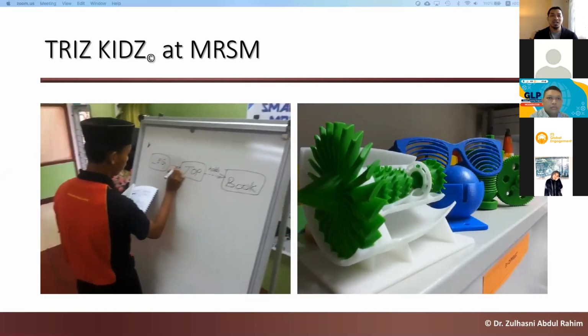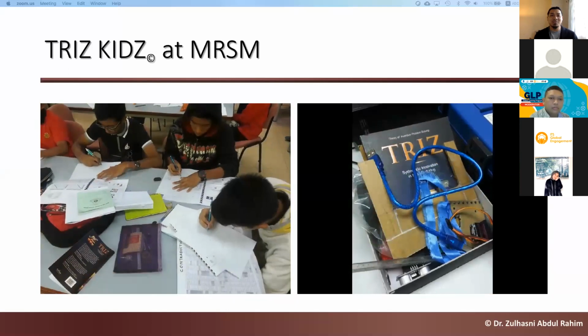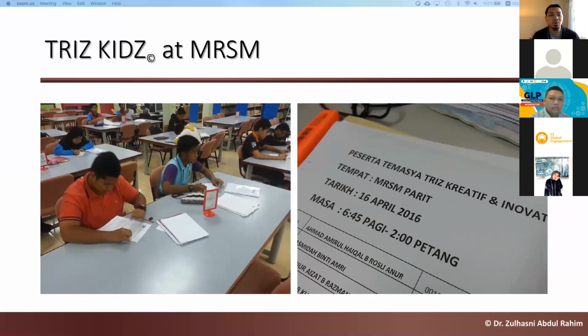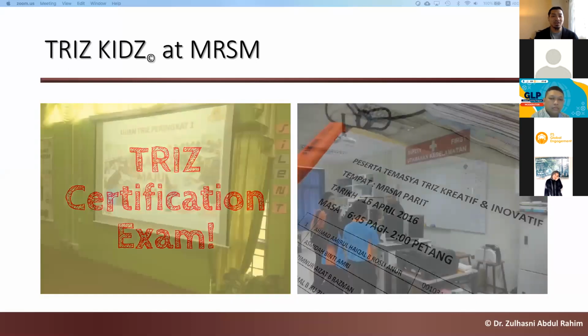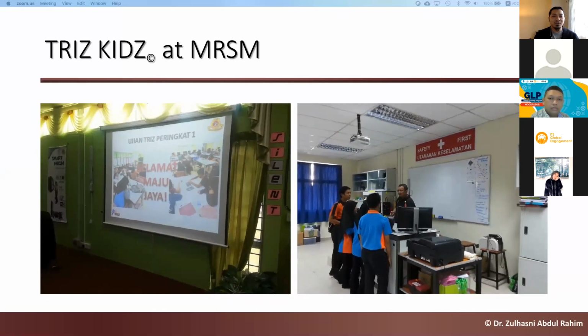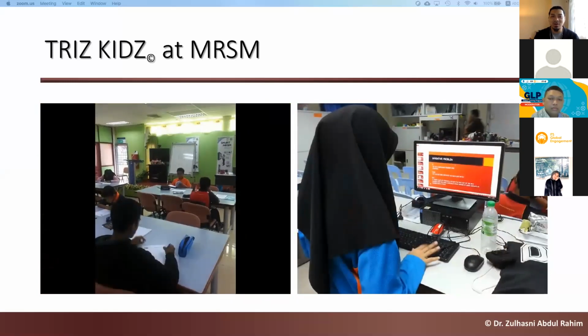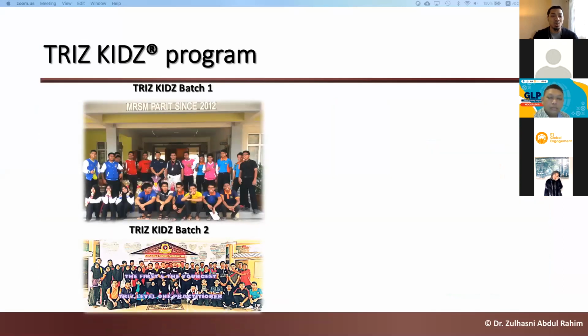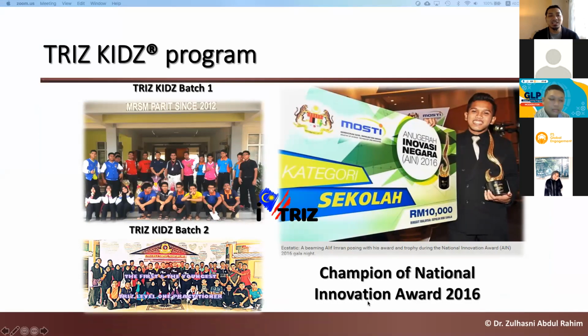So they can learn this new knowledge and become inventors of their innovation projects. One of the students involved in this project won the National Innovation Award in 2016. This means that school kids can learn TRIZ and achieve this. So for all of our members here, please learn TRIZ and become even greater than this.